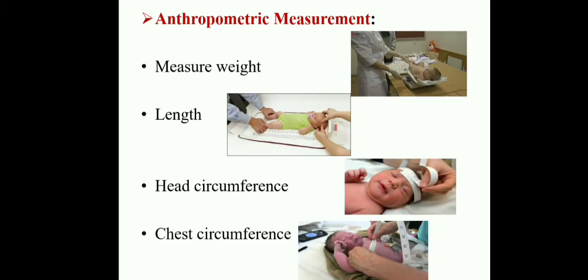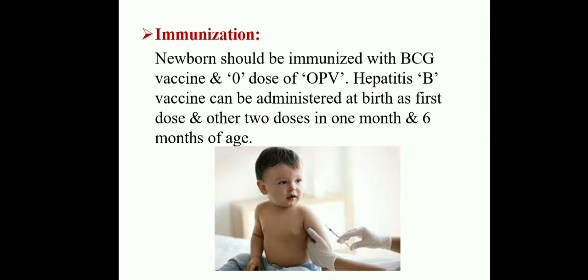Okay, and next we will identify the anthropometric measurements, that is measuring the weight, the baby's length, head circumference, and chest circumference. This class is already over. What is the normal Indian weight? 2.5 to 3 kgs. Everything in the class is over: how to measure the anthropometric measurements.